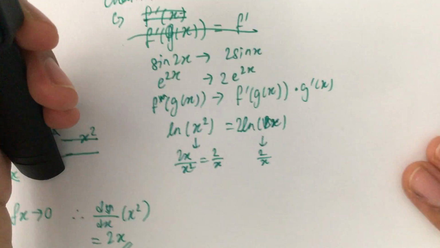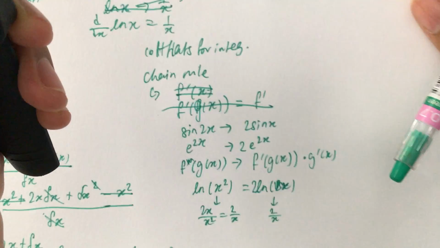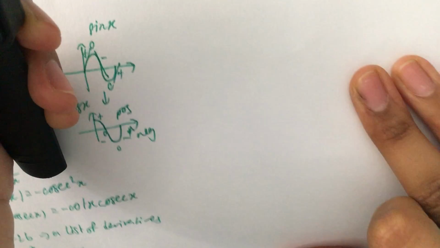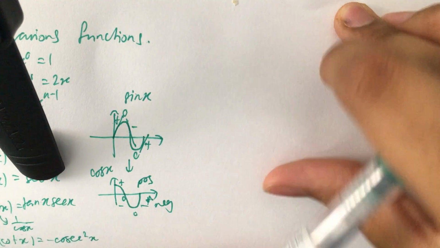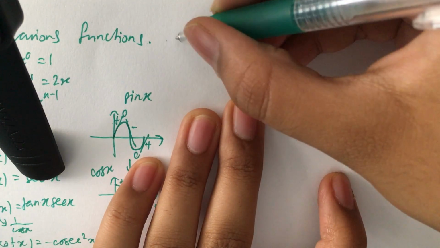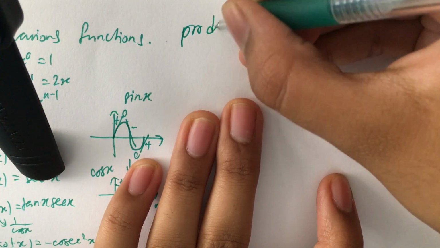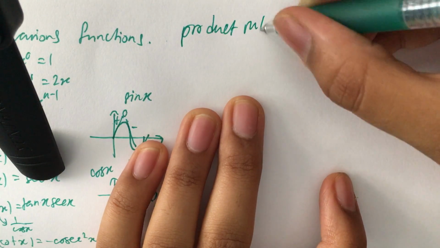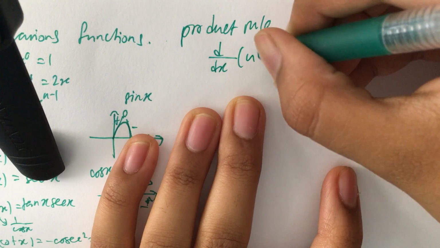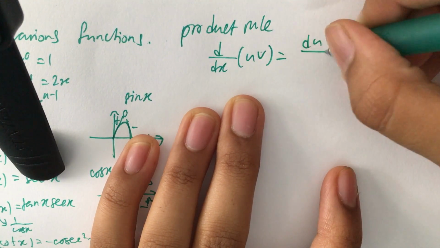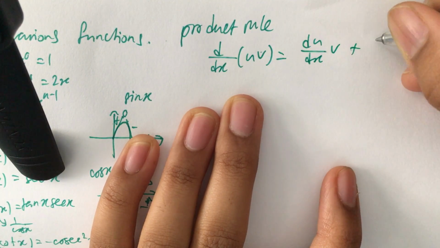Yeah, so the next rule is the product rule. The product rule is when you have to differentiate uv, for example, where u and v are both functions of x. So how do you differentiate this? The rule says that you first differentiate u and you times it by v, and you plus it with the differentiation of v times u.